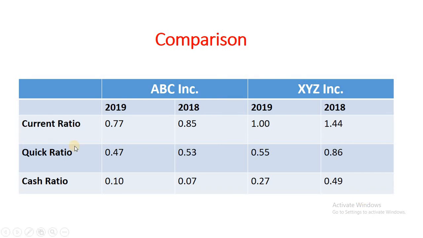If you look at the results individually, we'll also say that the current ratio of ABC Corporation in both years is less than 1, whereas the standard normally considered is 2. Same is true for quick ratio, which is also less than 1, even almost equal to 0.5, and cash ratio is extremely poor.